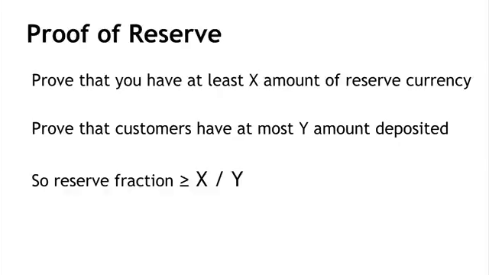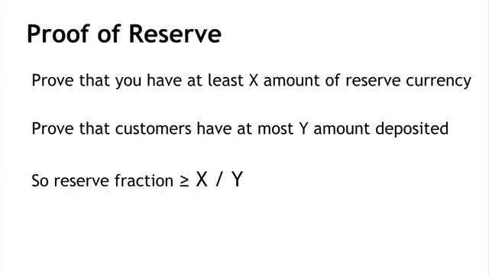If in fact X is larger, then the reserve fraction is larger than they're claiming. Or if Y is smaller, then the reserve fraction also, because this is in the denominator, is also larger than they're claiming. And so when they prove an X and prove a Y this way, you can guarantee that the actual reserve fraction they're holding is at least as big as what they're claiming. And therefore they can prove a reserve to you.